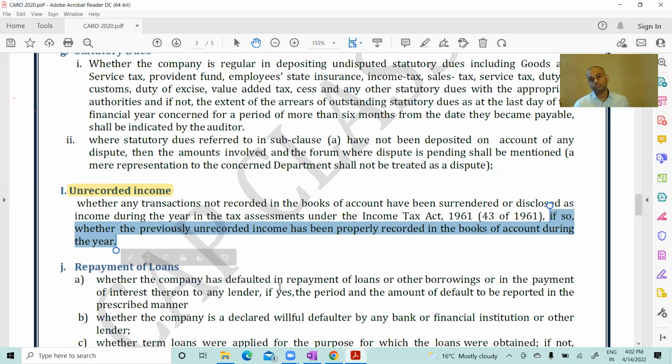So you went, you disclosed, you surrendered, but after that, whether accounting is properly done, that I need to verify. That's all. So unrecorded income, guys, all of you understand unrecorded income? If you understand, can you please say yes in the chat box?